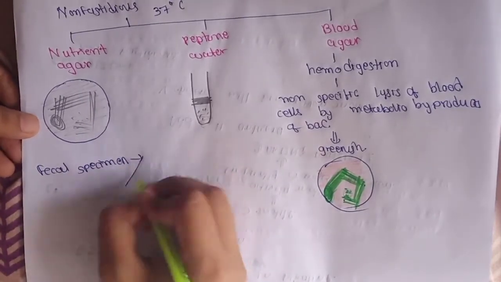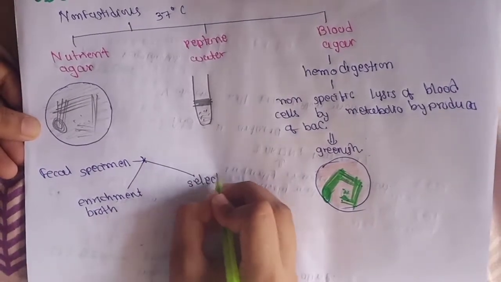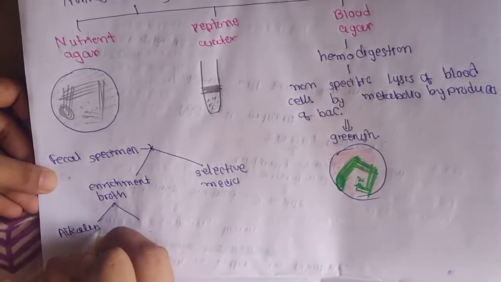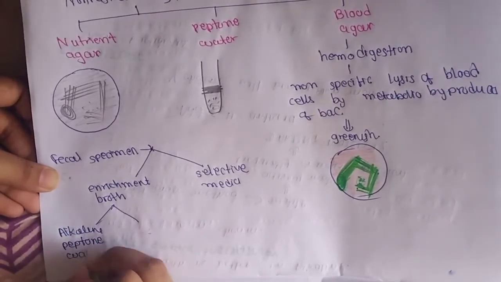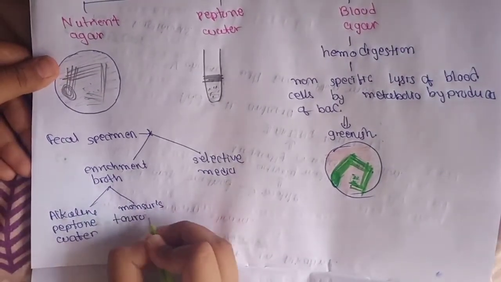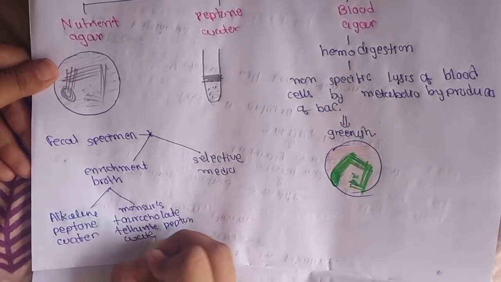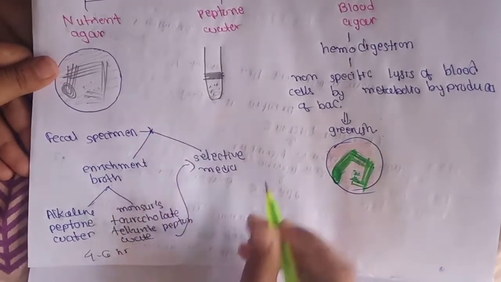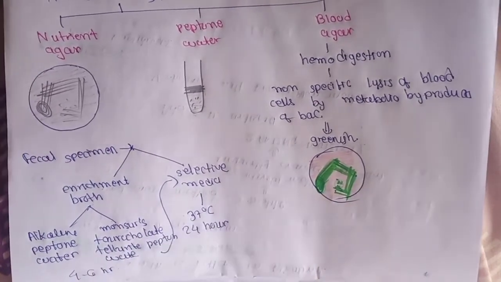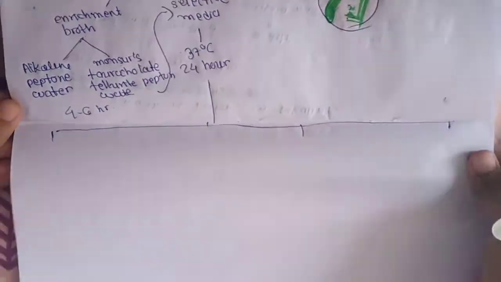Now, as we are taking a fecal specimen, to inhibit commensals we should use enrichment broth and selective media. Which enrichment broth are we using? Alkaline peptone water and Monsur's taurocholate tellurite peptone water. We will incubate for 4 to 6 hours and will subculture into the selective media. We will incubate V. cholerae at 37 degrees Celsius for 24 hours in the described selective media.